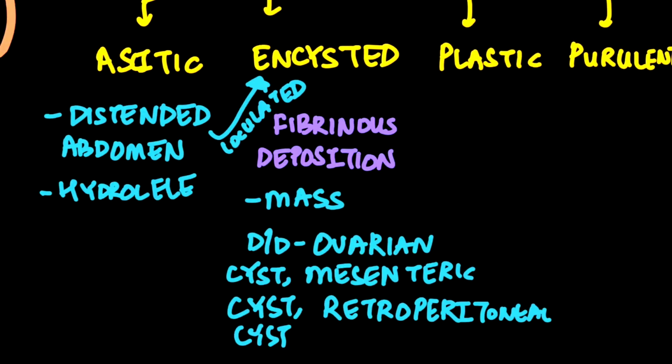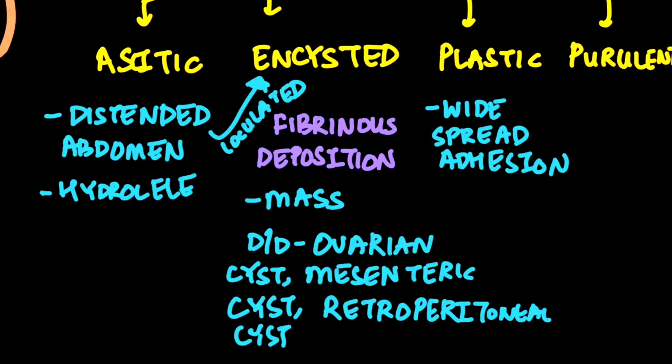So next, moving on to the plastic type, this occurs due to widespread adhesions. So the patient in this case presents with multiple episodes of colicky abdominal pain, has diarrhea, has weight loss, and the feel of the abdomen may be doughy. The differential diagnosis in this case is peritoneal carcinomatosis.